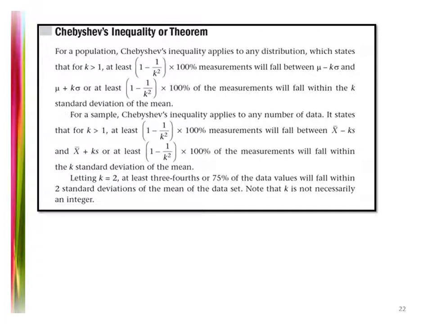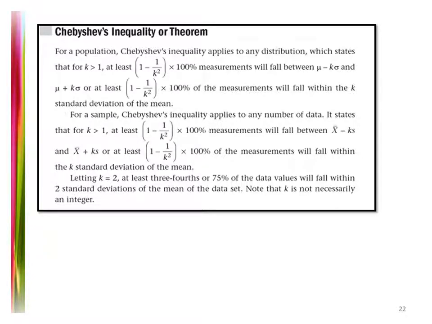The Chebyshev inequality is also very important, because later we will discuss the empirical rule and the normal distribution case. The Chebyshev inequality is the basic foundation for developing the empirical rule. This is an inequality theorem introduced by Chebyshev, one of the statisticians. For the population, the Chebyshev inequality applies to any distribution.